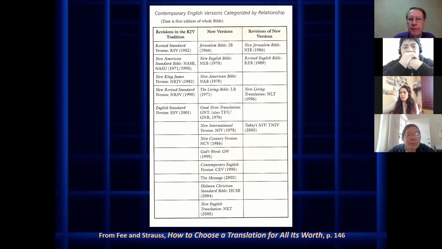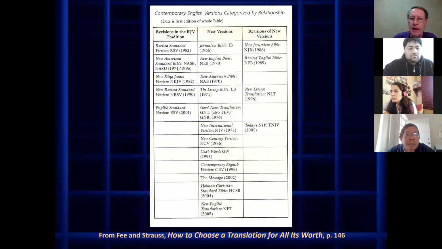In the middle column, we have new versions: the Jerusalem Bible, the New English Bible, the New American Bible, the Living Bible, the Good News Translation, New International Version, New Century Version, God's Word, Contemporary English Version, The Message, the Holman Christian Standard Bible. And by the way, they've changed the name of that. They've taken Holman off, so it's the Christian Standard Bible. I've been doing my devotional reading out of that for the last couple years, and I'm really quite impressed with it. I hadn't really heard much about it before. And then the New English Translation, NET.